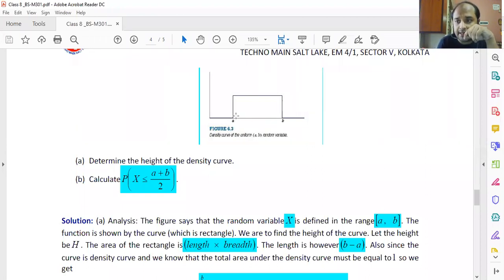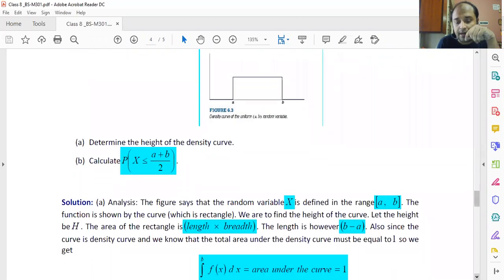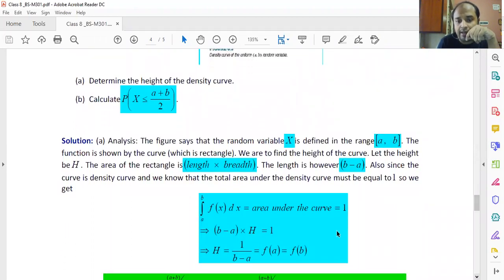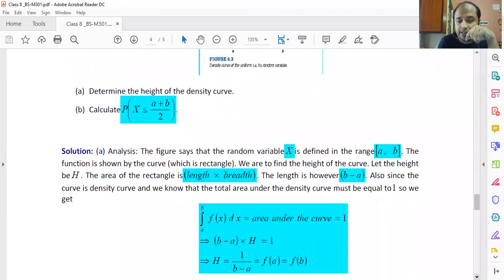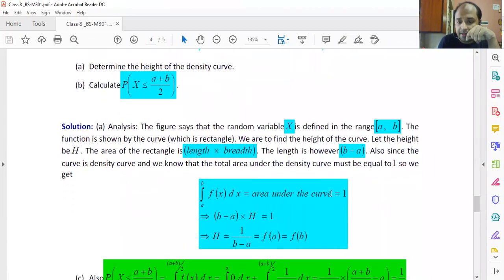Now the base of the rectangle has got length b minus a. And suppose the height of the rectangle is capital H, because we do not know what the height of the rectangle is. Then by the property of the rectangle's area, we can write that length into breadth must be equal to 1, because since it is a probability function, the total area must be equal to 1 if we integrate the function from a to b. So here I have written this equation that if we integrate the function f(x) from a to b, the area under the curve will be equal to 1.